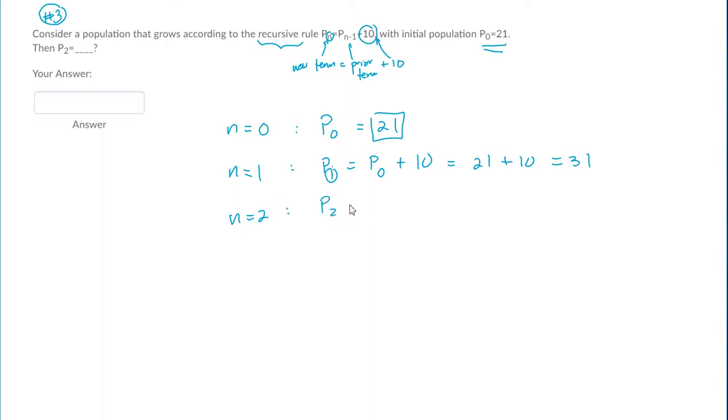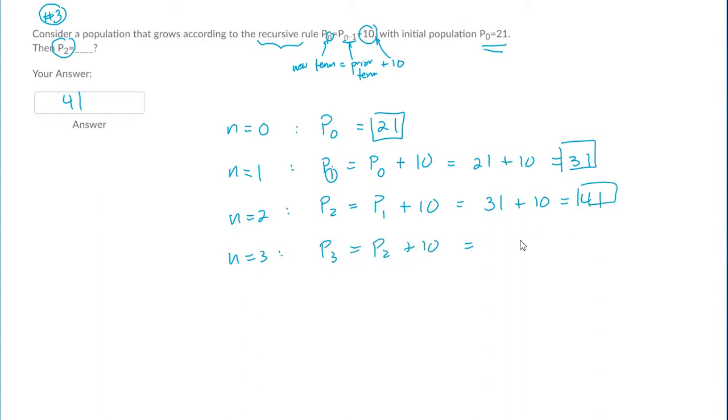Okay, what if I go to n equals 2? At time 2, the population at time 2 is the previous population. The previous population would be the population in year 1. Okay, because we're going back 1 year. Why am I going back 1 year? Because it says n minus 1. Plus, we're adding 10. Now, what was the previous year's population? The previous year's population was 31. Plus 10, so I'm getting 41. Okay, and in fact, there's my answer, because they just want P2. Okay, but we could keep going if we want. N equals 3. P3 would be what? The previous year plus 10, which would be the 41, plus 10, which is 51, right?